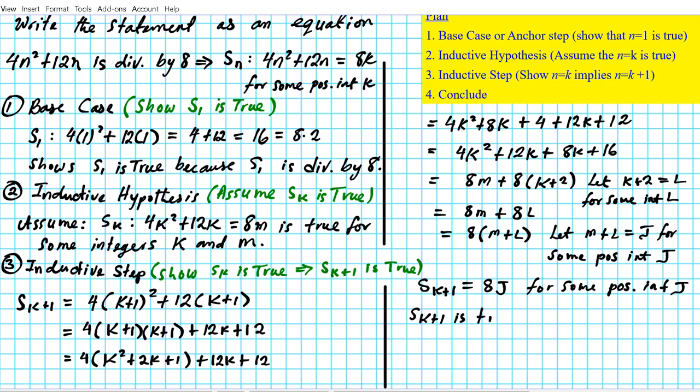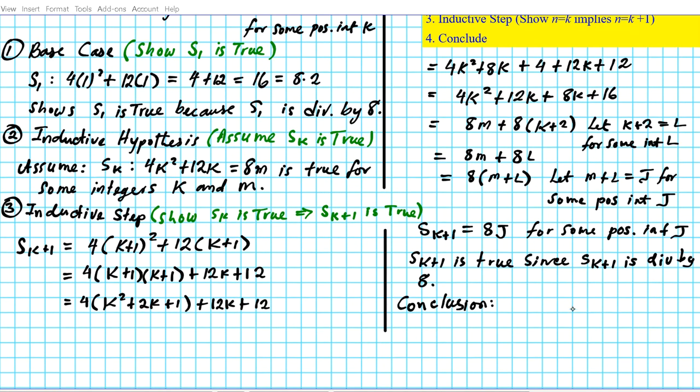Let's write out exactly what this statement means. Let's write it in verbal form. S sub k plus 1 is true since this statement means that S sub k plus 1 is divisible by 8. That's exactly what this equation is telling us. So now let's go ahead and write down what our conclusion is, what all this means.